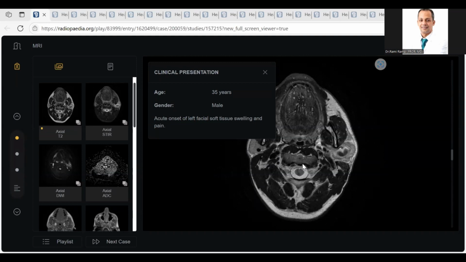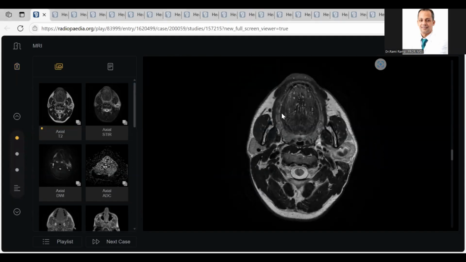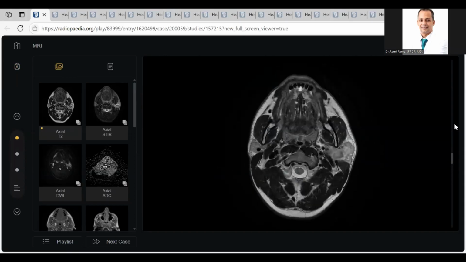Start 6 minutes, please, doctor. Yes, 6 minutes time. Thank you. 35-year-old male patient with acute onset of left facial soft tissue swelling and pain. Go on. We did an axial T2 MR in the region of the neck. I can see that there is signal abnormality in the region of the left parotid gland.